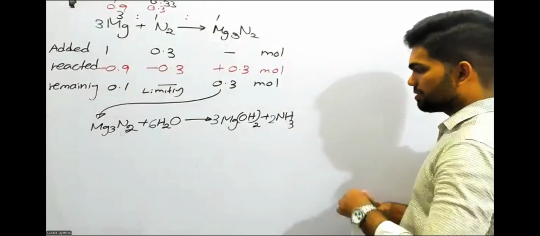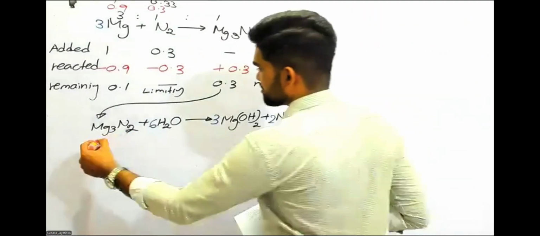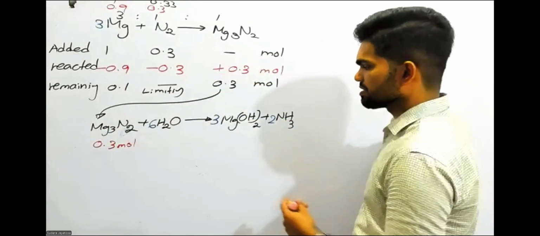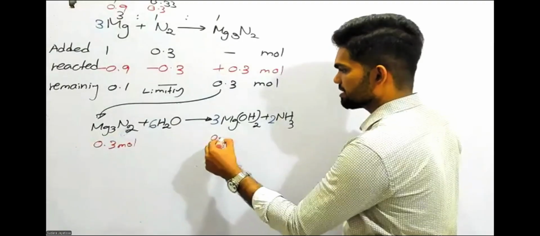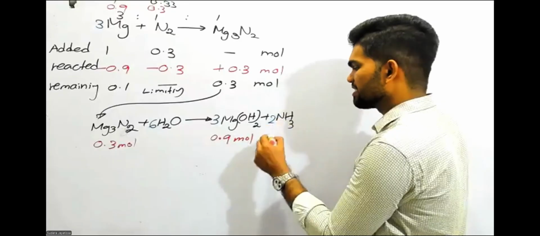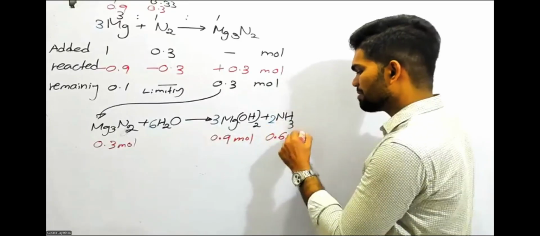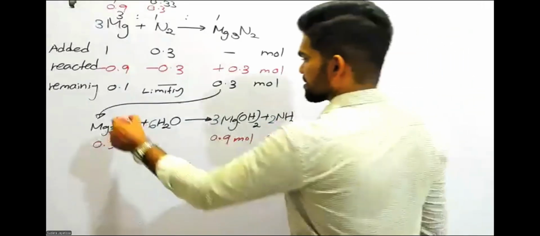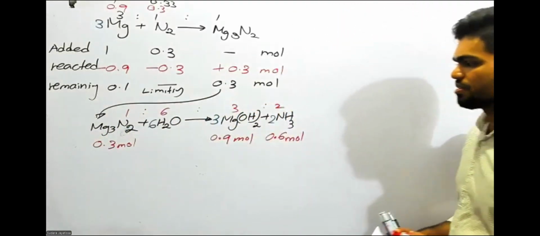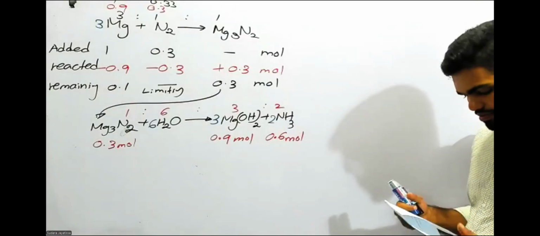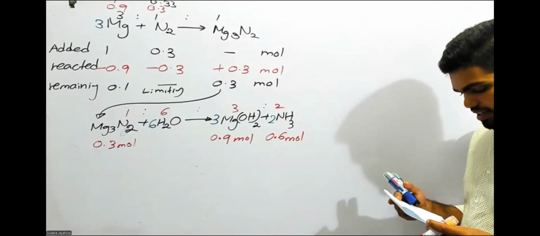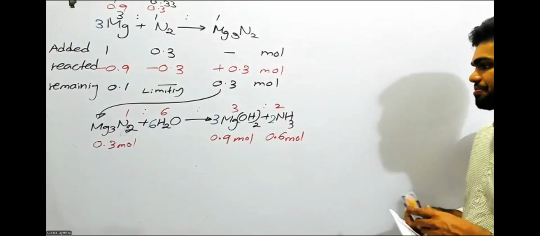Understand that? Now tell me, if you had 0.3 moles of this compound and it is fully converted into the other side, you will have 0.9 moles of magnesium hydroxide and 2 times like that, that means 0.6 moles of ammonia. See the ratio? 1:6:3:2. 0.6 moles of ammonia. And that is the ammonia moles we actually need.